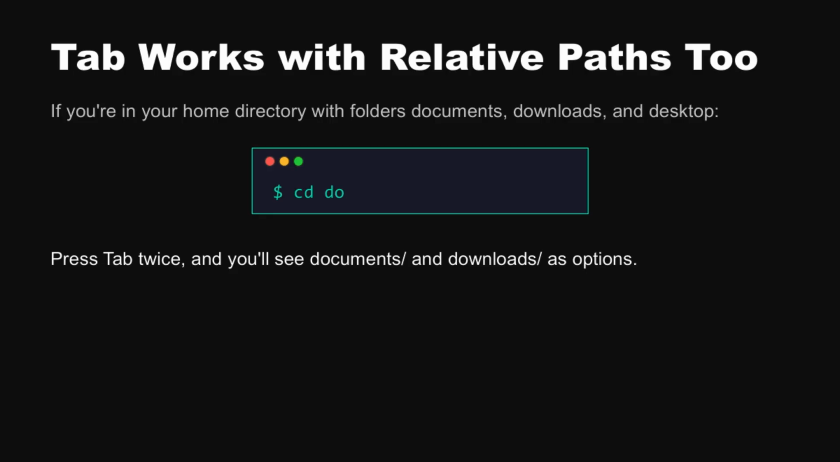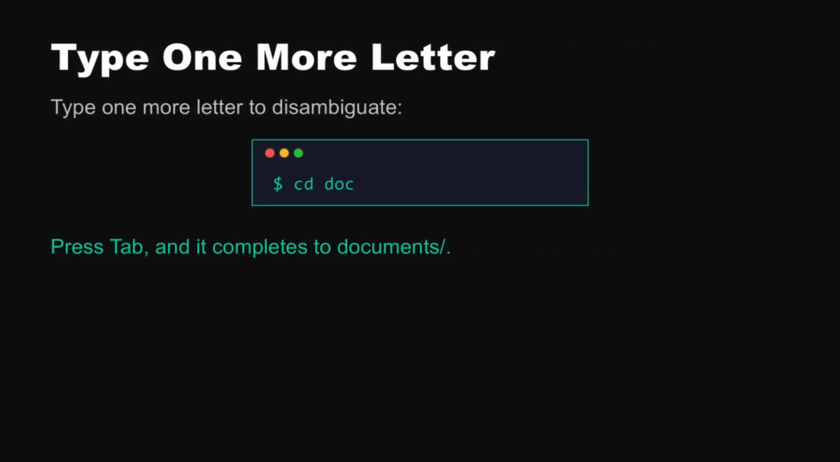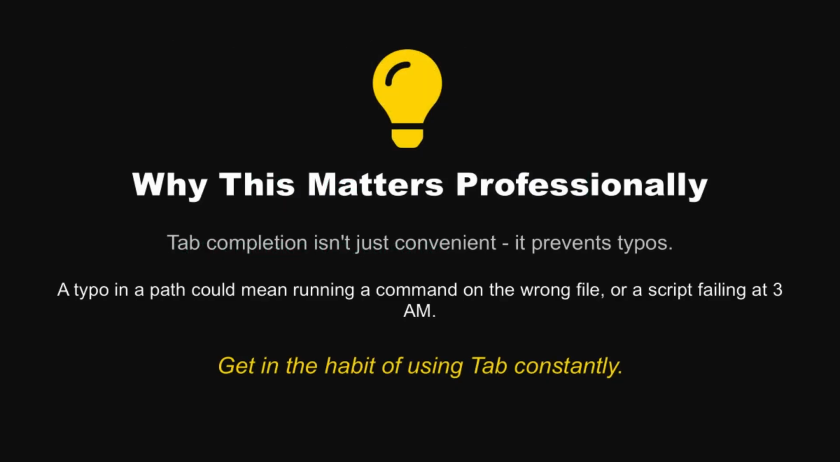And this also works with relative paths. If you're in your home directory and have folders like Documents, Downloads, and Desktop, you just type cd do, press tab twice, and you'll see Documents and Downloads as options. You can type one more letter to disambiguate that. Then press tab and it completes to Documents if you've typed the C. Now, tab completion isn't only convenient, it also prevents typos. A typo in a path could mean running a command on the wrong file, or a script failing at 3 a.m., for example. So get in the habit of using tab.